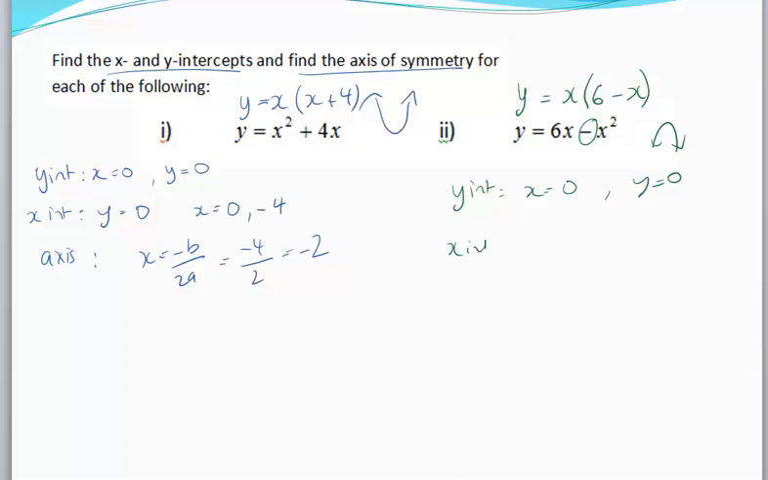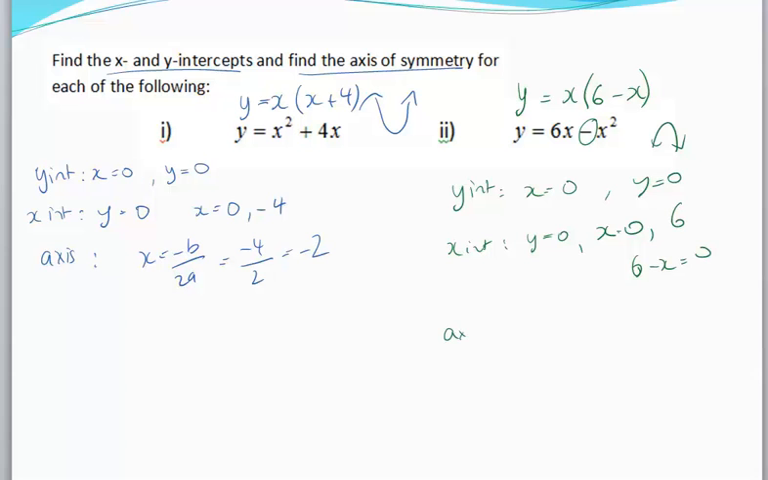Our x-intercept, so here we set our y to 0, so x is equal to 0. And here x, and we've got 6 minus x equals 0, so x is equal to 6.